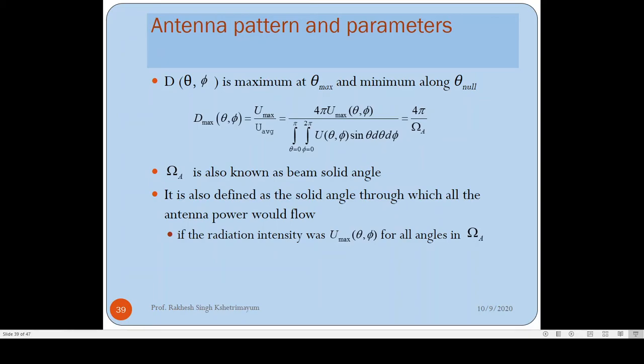So you know that there is maximum radiation along theta max. If you find out directivity along that direction, you have Dmax. If you find out directivity for theta null, you have Dmin, the minimum value of the directivity, and the maximum value of the directivity is along theta max. So Dmax is defined as Umax by U average, so 4 pi Umax divided by total radiated power. If you take out 4 pi common, what you have is 4 pi by beam solid angle. What is beam solid angle? Beam solid angle is defined as the solid angle through which all the antenna power would flow if the radiation intensity was Umax for all angles.